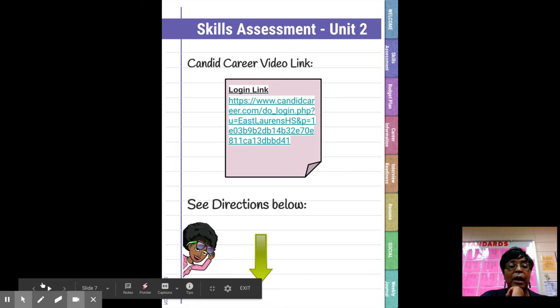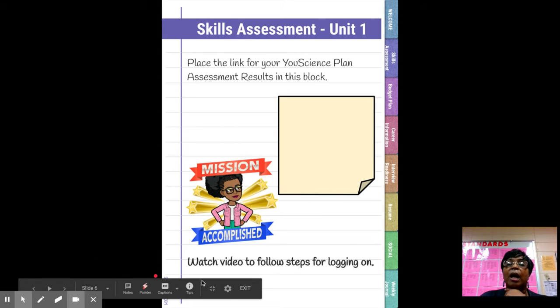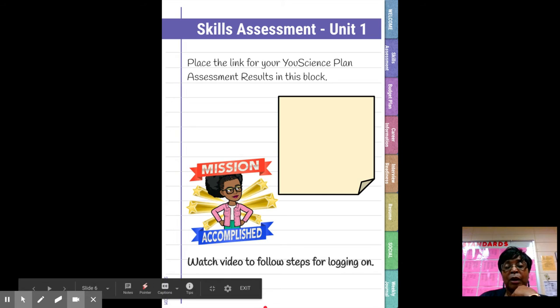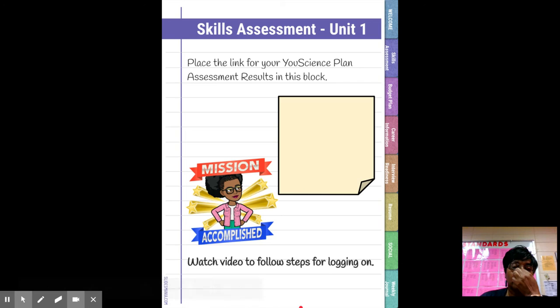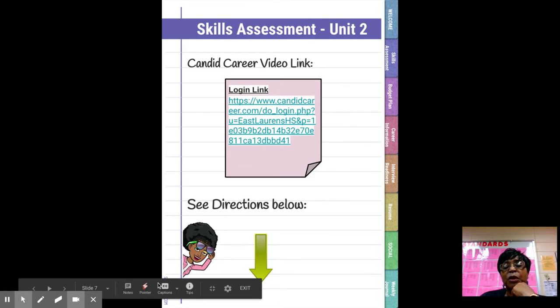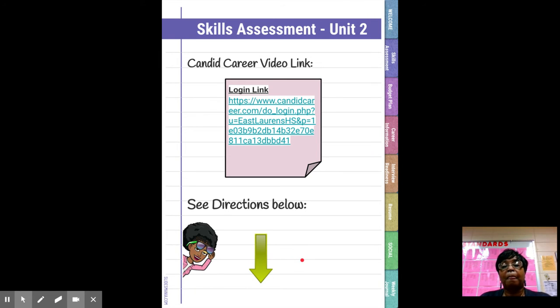When you get ready to log in, let me back up. When you get ready to log in to your U-Science, you must be on your Chromebooks. You also must go to the steps that are at the bottom of your tabs for your videos, and you will see it there on your slides. Just follow those steps for logging in. If you have any questions, please remind me one-on-one.